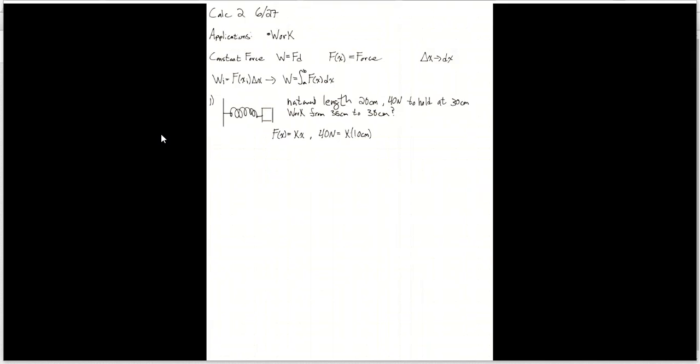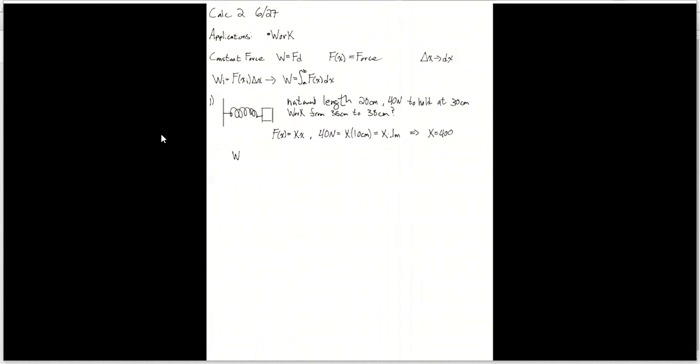Now, this centimeters makes a big difference because we're not looking in terms of centimeters in the long run. Our units are going to be using meters. So what we really need is k times 0.1 meters. Now this leads us to k being 400, right? Now we can go ahead and start looking at our work done.